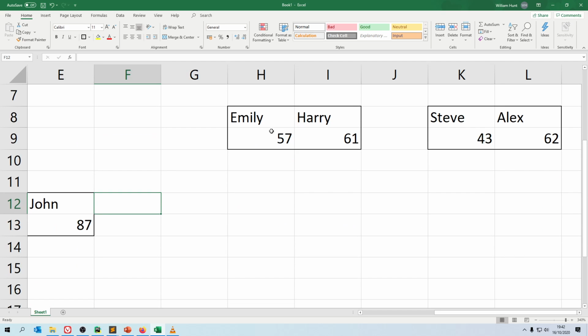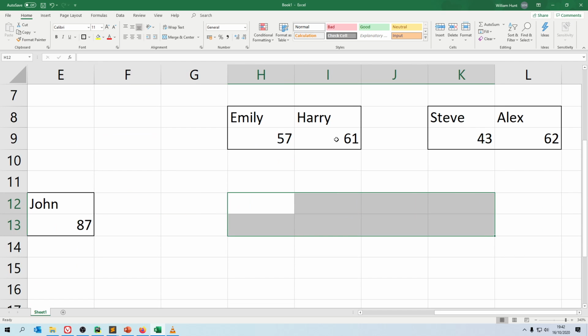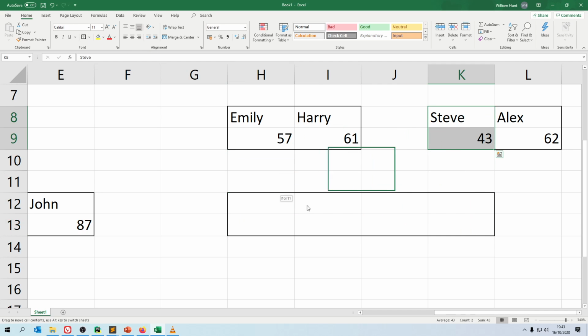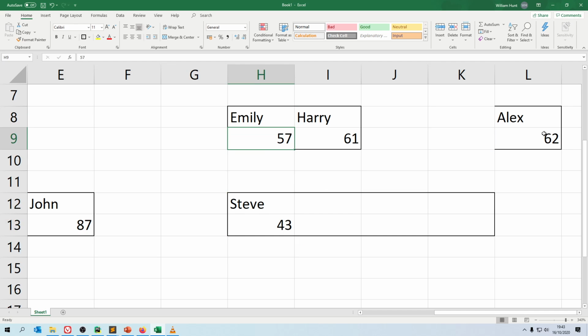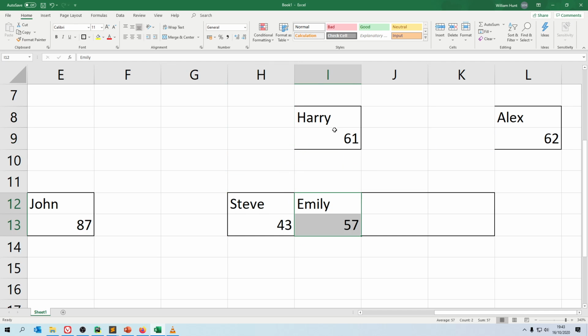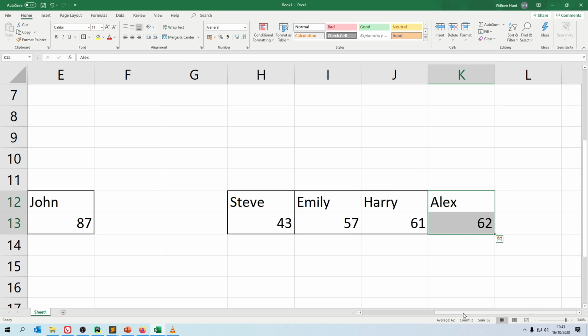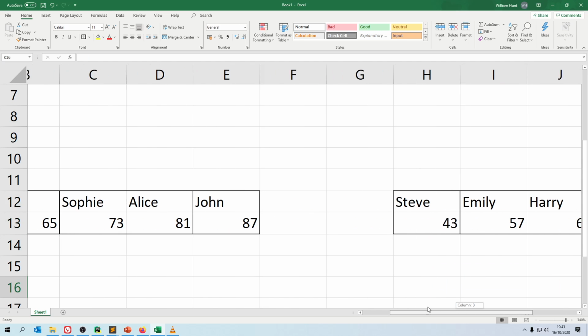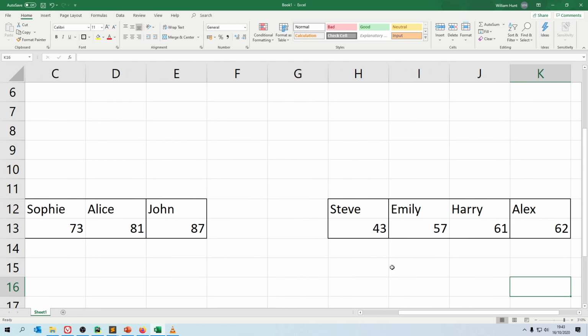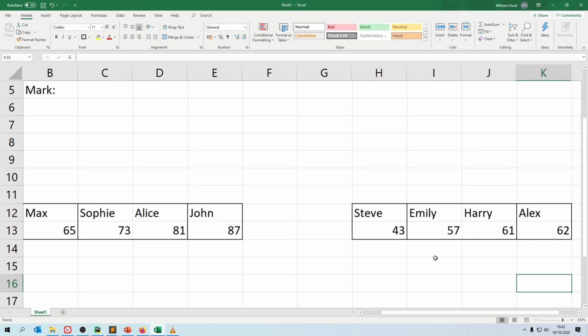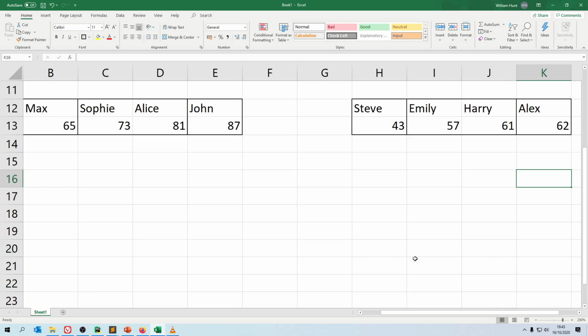And then we do this again here. So same deal. We have 4 boxes to fill. Emily or Steve? It's Steve this time. Emily or Alex? It's Emily. Harry or Alex? Harry. And then Alex. And so now both of these 2 groups are in order. And then now we do the exact same thing on a bigger scale, if Excel is going to behave.